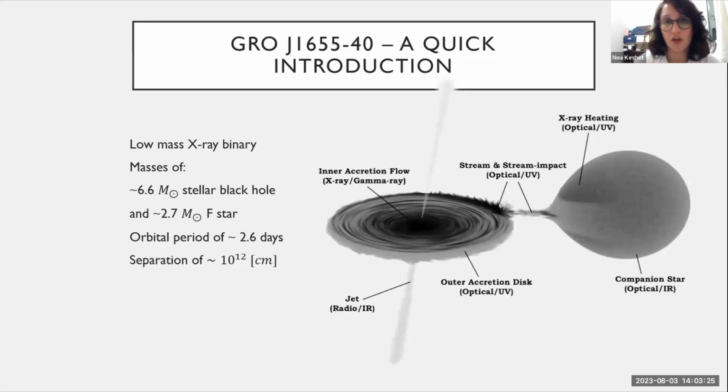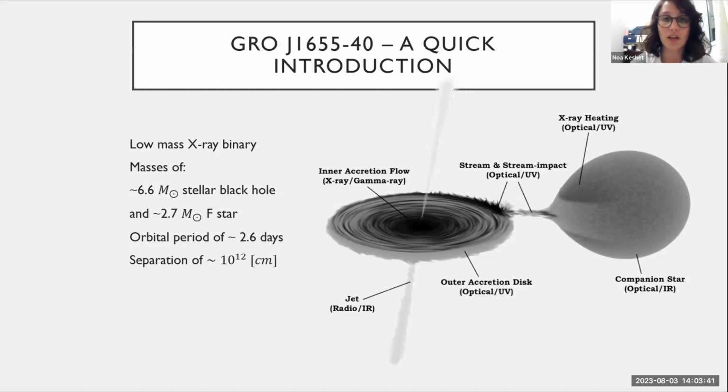So just a quick introduction to GRO. It is a low mass X-ray binary consisting of a stellar mass black hole of about 6.6 solar masses and an F-star companion of about 2.7 solar masses. And it's a relatively small system with a separation of 10^12 centimeters.